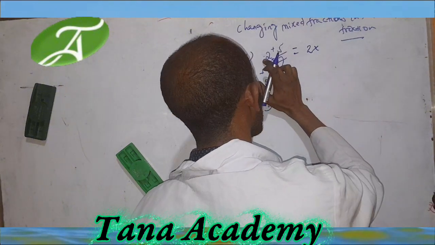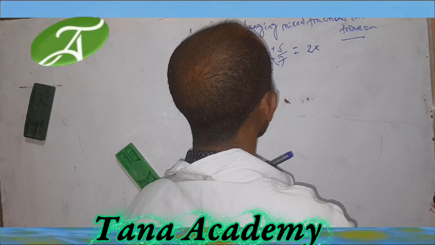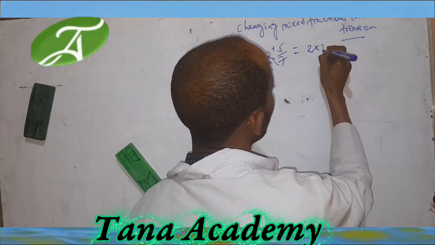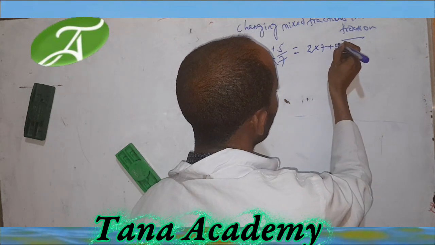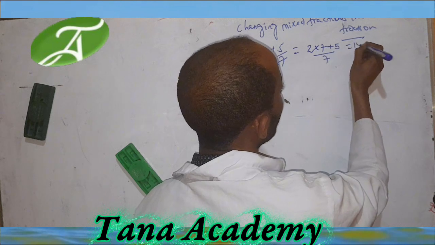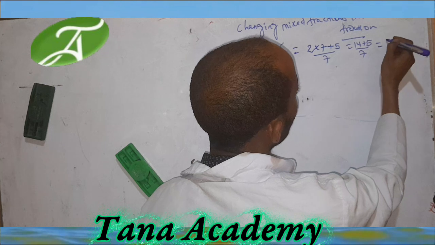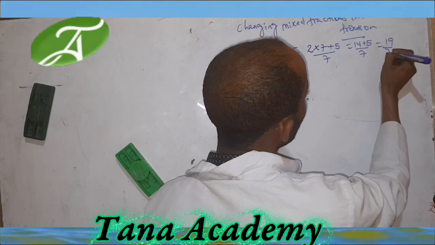Multiply by the whole number and add the numerator: 2 times 7 plus 5 over 7. 2 times 7 becomes 14, plus 5 over 7. It becomes 19 over 7.